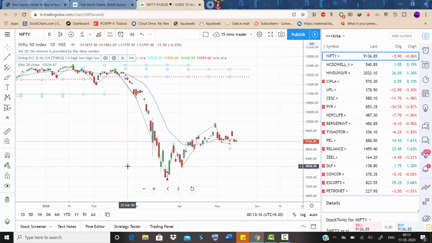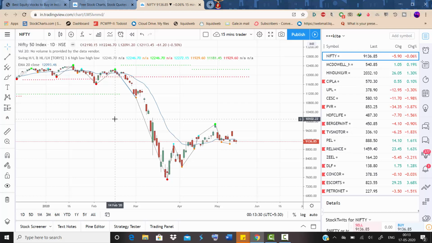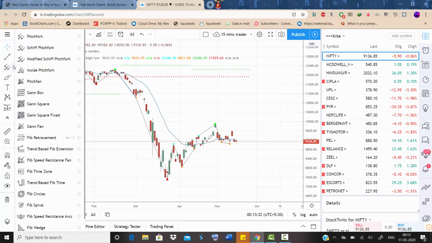So today I'll be teaching you about the tool I use, the pitchfork and the modified Schiff pitchfork. These are the only two pitchforks I use. I'll tell you how to use them.